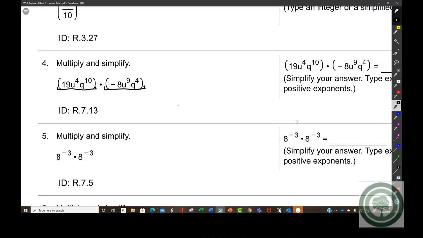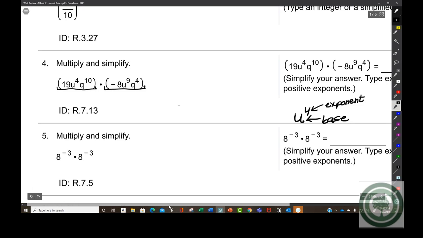Let's look at u to the fourth. This is very important and it's going to stay very important for the rest of the semester, especially at the end of the semester. This is the base. This is the exponent. And what the exponent tells you is how many times the base is multiplied by itself.